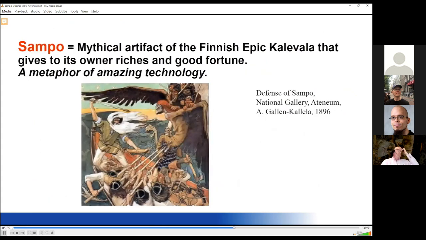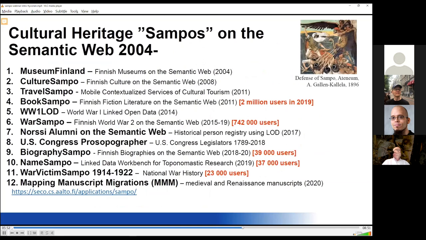The name Sampo comes from the Finnish epic Kalevala, where the mysterious Sampo artifact is a metaphor for amazing technology that brings its owner riches and good fortune. The Sampo portals have had millions of users. For example, Book Sampo on fiction literature data deployed by the Finnish public libraries had 2 million users last year.